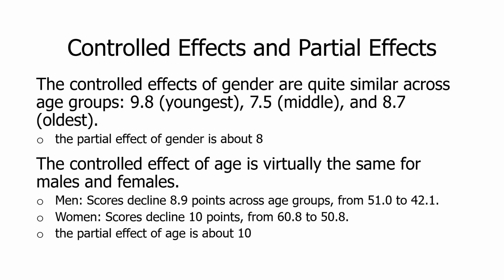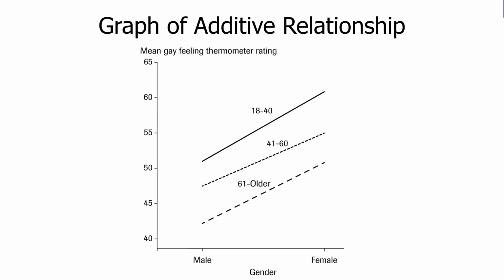So again, when it makes perfect sense to resolve controlled effects into single partial effects, then you're dealing with a happy circumstance of additive relationships. Here are the data graphed. Now, is life perfect here? No. The lines are not perfectly parallel, but they're very close in effect.